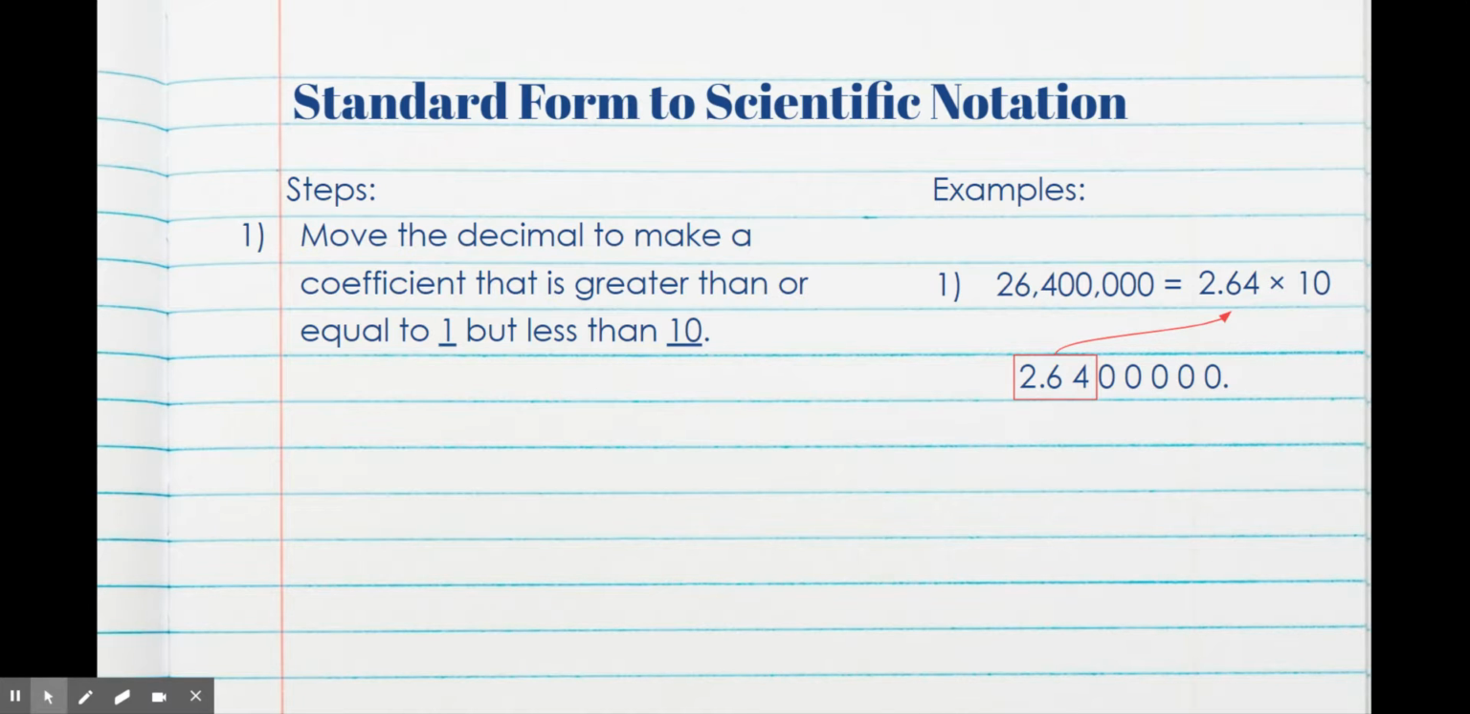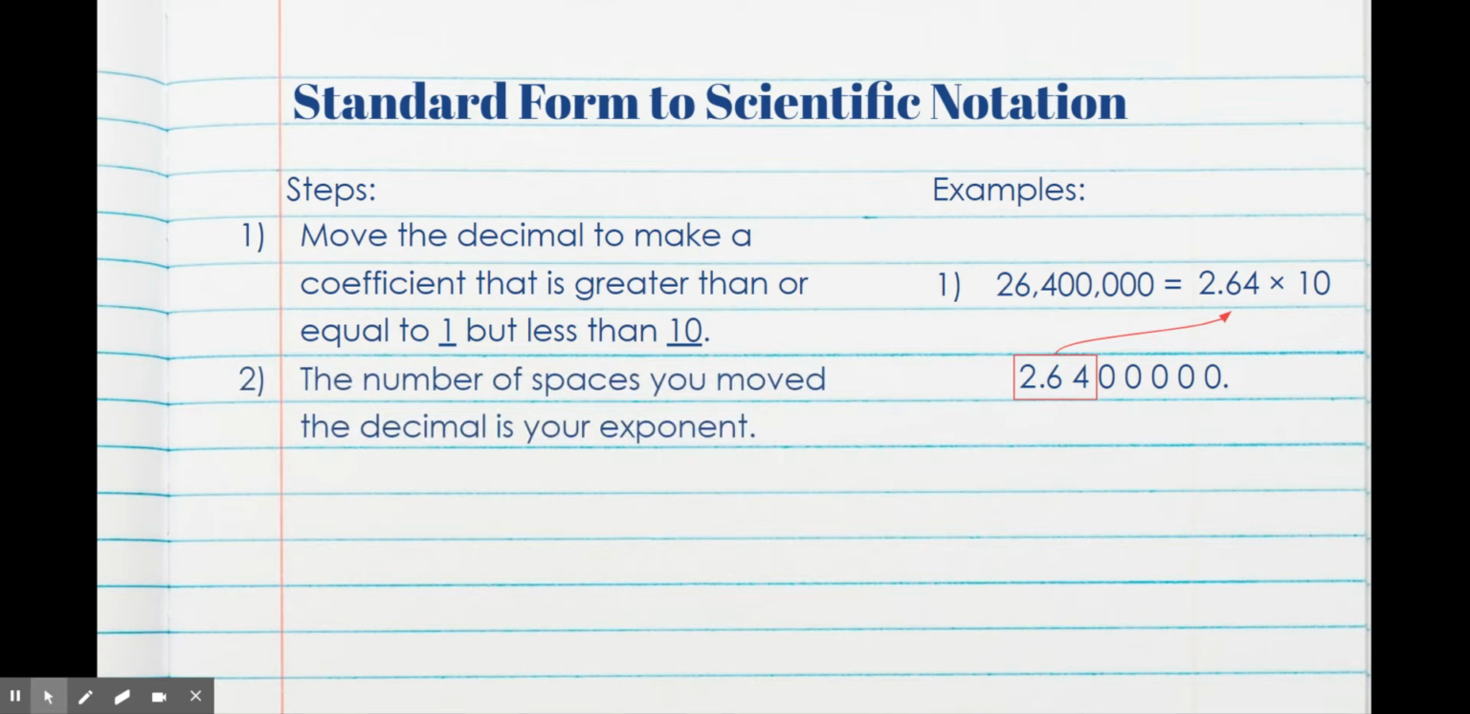Then we're going to write times 10. Remember, scientific notation is always that coefficient times 10 raised to a power. So the last thing we need to do is figure out the exponent. Well, the number of spaces that we moved the decimal is the exponent. So let's count and see how many times we moved that decimal. You can draw the hops just like we did on the other two examples. So you can see that we moved that decimal 7 times.